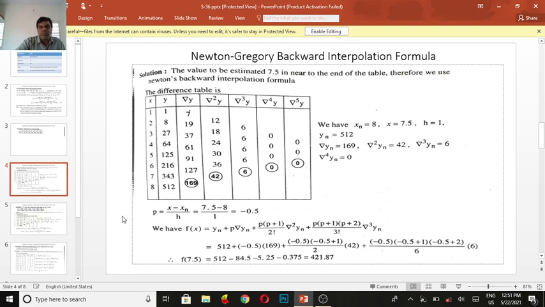Now I come to find the value of p. p is equal to x minus xn divided by h. x is given as 7.5, minus xn which is 8, divided by the interval h, which is 1, giving minus 0.5. Now come to the backward difference formula: f of x equals yn plus p delta yn plus p into p plus 1 divided by 2 factorial del square yn plus p into p plus 1 into p plus 2 divided by 3 factorial del cube yn plus etc.